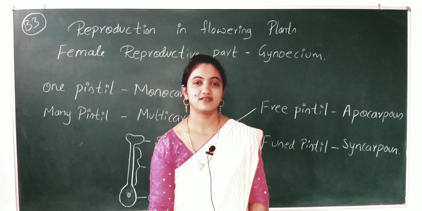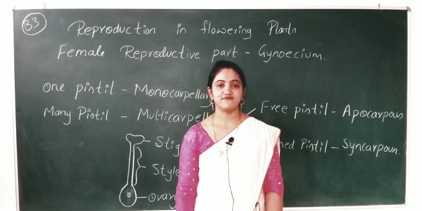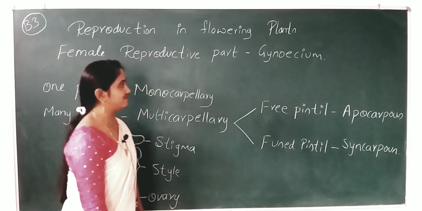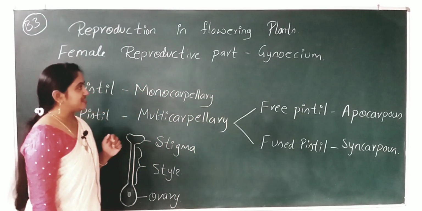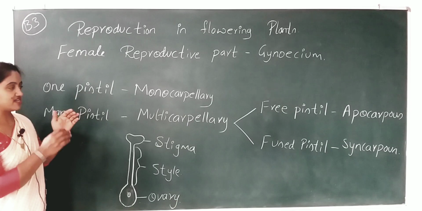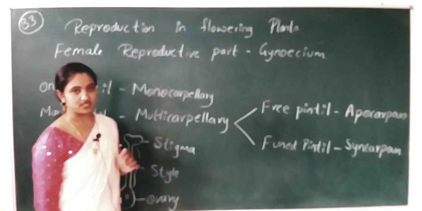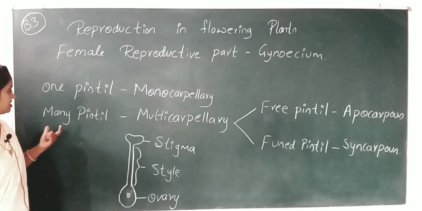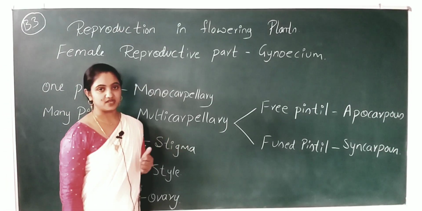Hello everyone. Today in this session we are going to study the female reproductive part of the flower, that is gynoecium. If the gynoecium is made of only one pistil, it is known as monocarpellary. If the gynoecium is made of many pistils, it is known as multicarpellary.